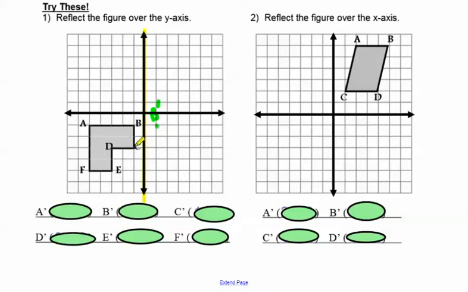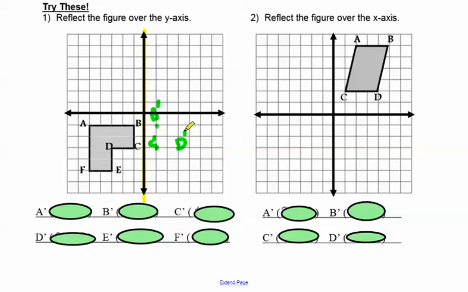All right, looking at C. C is 1 away. Again, on the other side of the y-axis, it's going to be the same distance away. So we're going to make it 1 away on the other side, and then that's C prime. And again, we're keeping it on the same level. All right, looking at D. D is 1, 2, 3 away from the y-axis. So on the other side, we're going to go 1, 2, 3 away. Okay, and then that is going to be D prime.